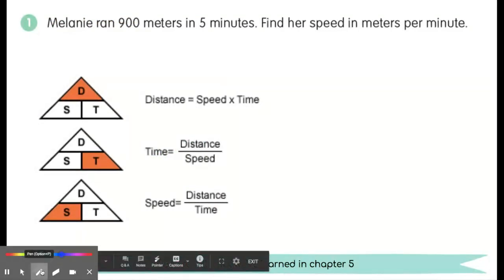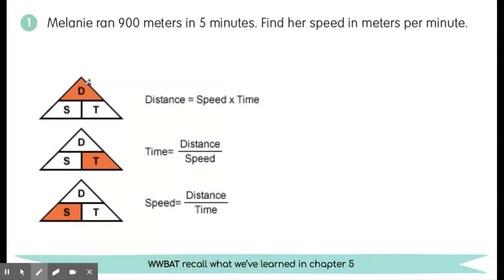Now, I have introduced you to this special triangle before. It has the distance on the top, speed on the left, and time on the right. In order to find distance, you are going to multiply speed times time. And to find time, you are dividing the distance by the speed. And to find the speed, you are dividing the distance by time.